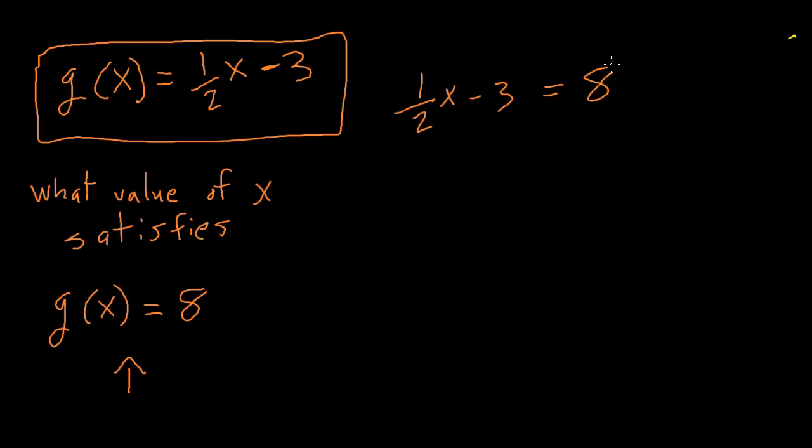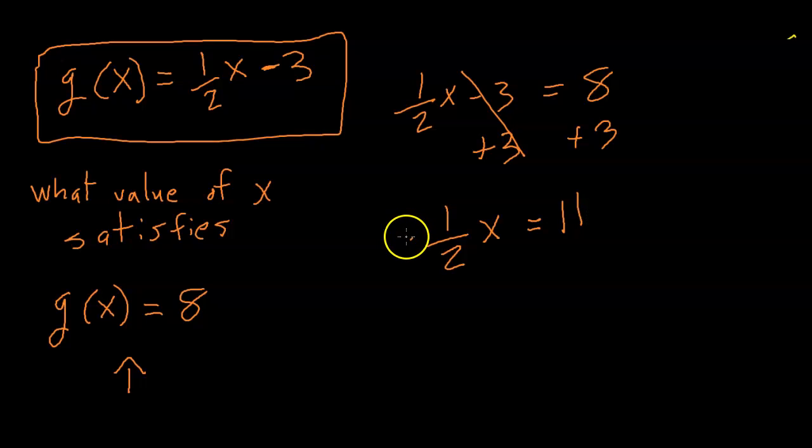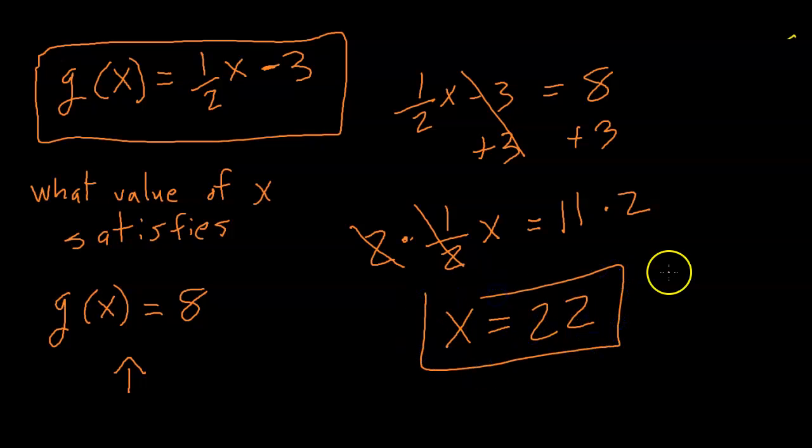And we know how to solve equations like this. We're going to add 3 to both sides, right? Add 3 to both sides. Be left with 1 half times x equals 11, right? And how are we going to get x by itself in this case? Let's remember, we want to multiply by 2, right? Multiply by 2 because 2 times 1 half is equal to 1, right? And 1 times x is just x, and that equals 11 times 2, which is 22. All right, so what does that mean? That means g of 2 equals 8.